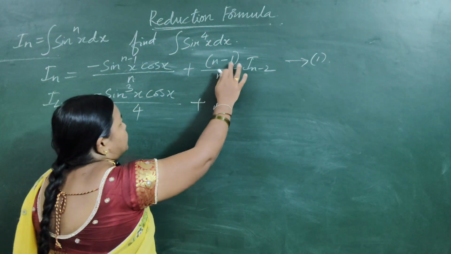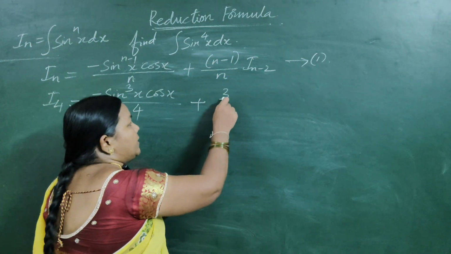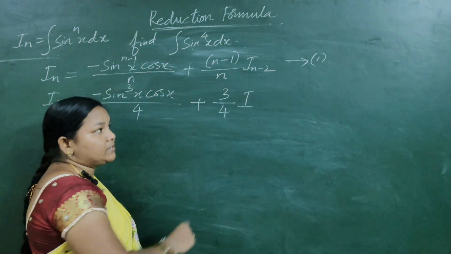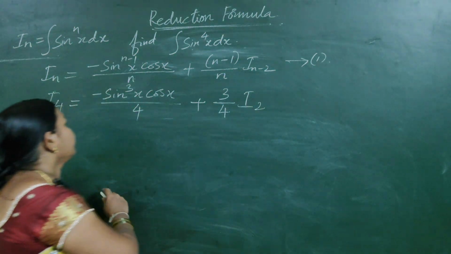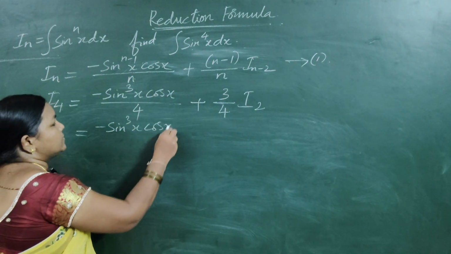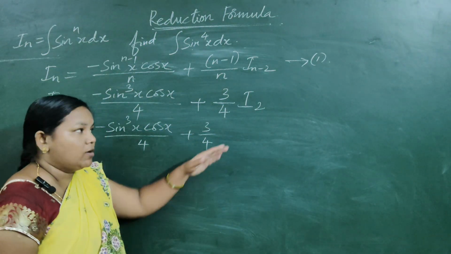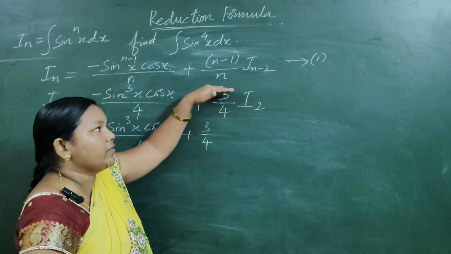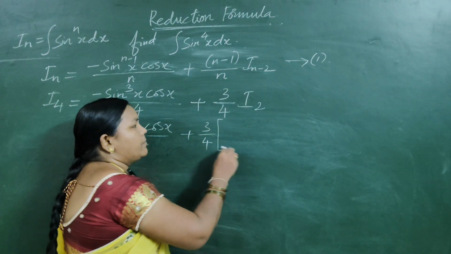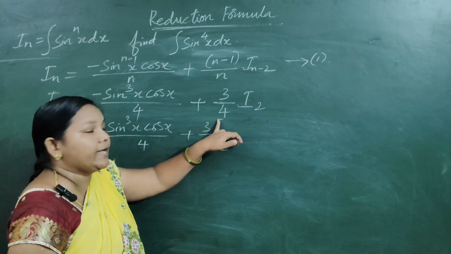Next plus n minus 1. Here the n value is 4, that is 4 minus 1 is 3, divided by n, n is 4. N minus 2, that is 4 minus 2 is 2. Next, minus sine cube x cos x by 4 plus 3 by 4 into I2. We don't know the value of I2, so again in equation 1 we have to substitute n as 2. Here we have to take the brackets. Why? Because if it consists of more than one term, we have to take the brackets.